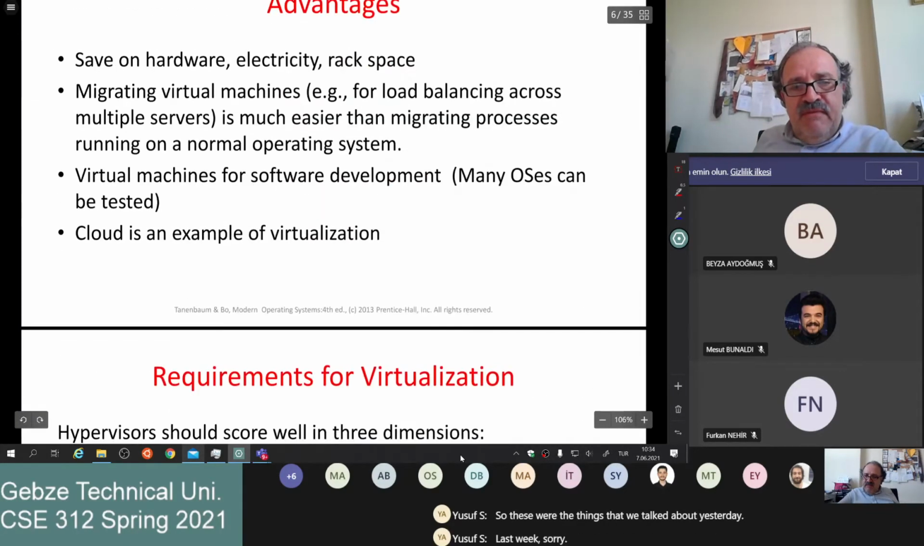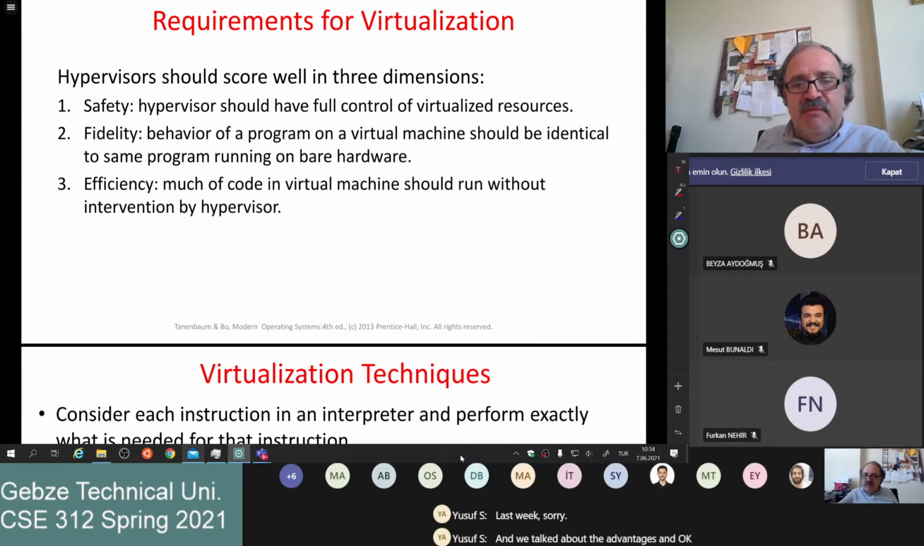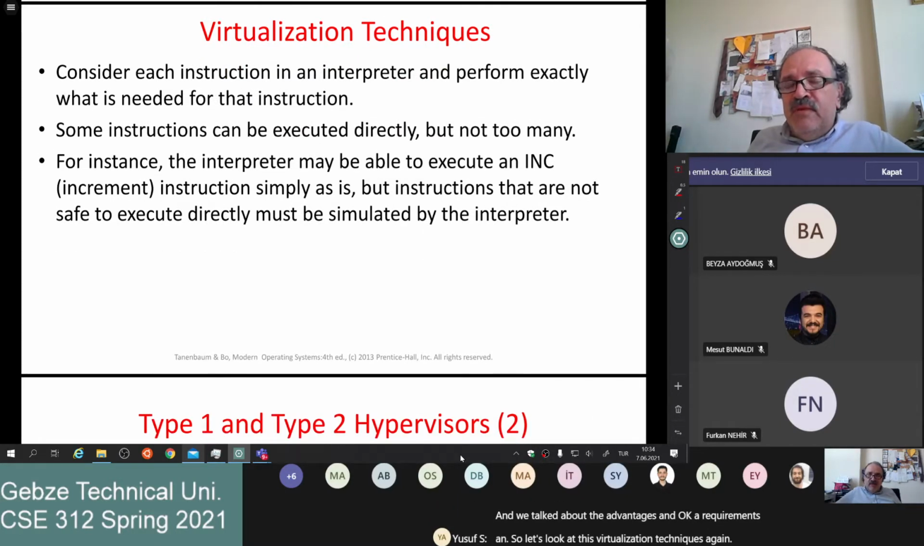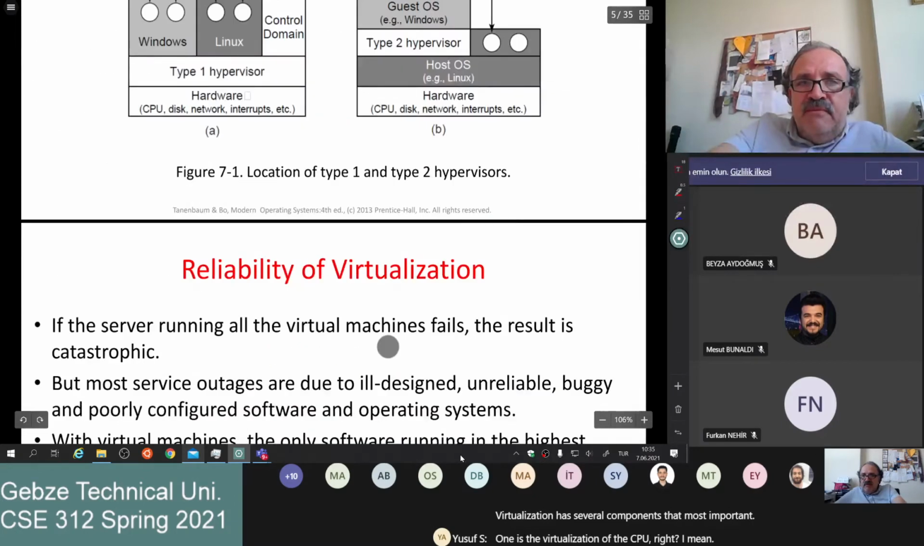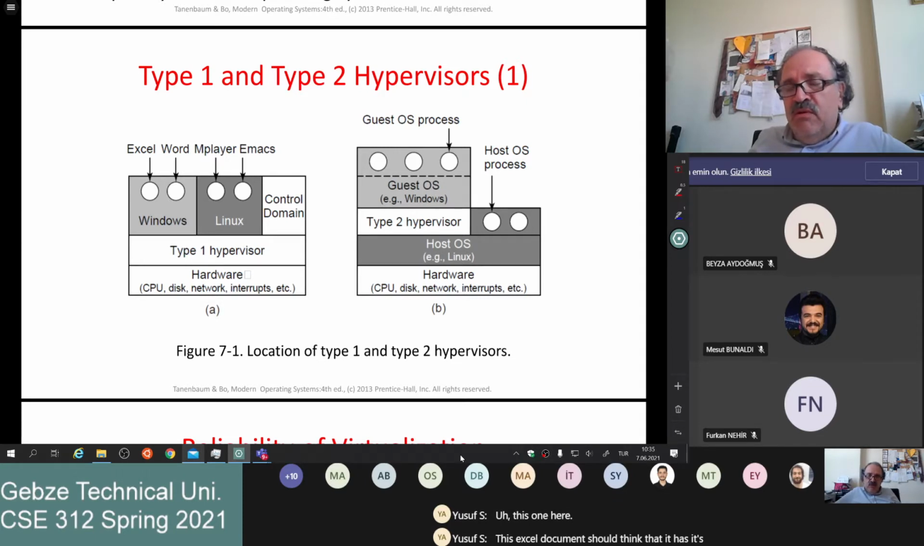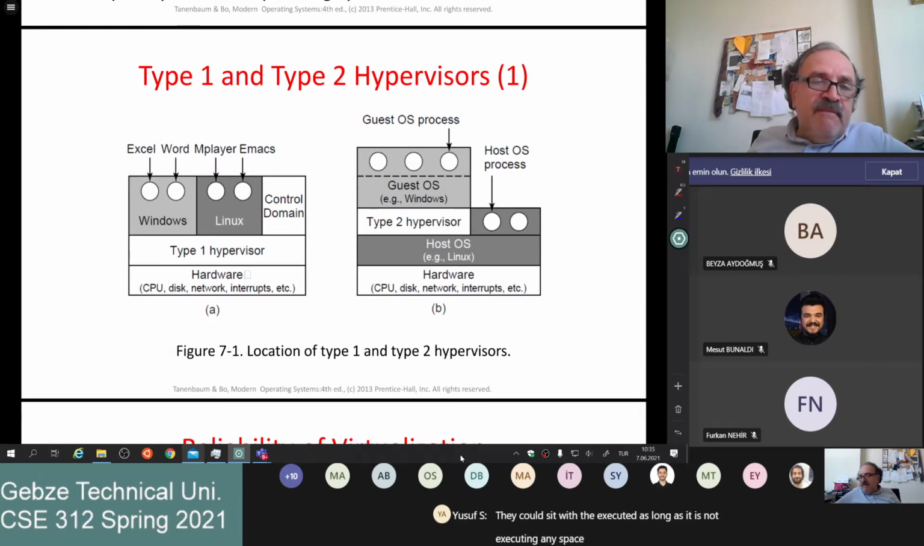And we talked about the advantages and the requirements. So let's look at these virtualization techniques again. Actually, last time we did not talk about this much. Virtualization has several components. The most important one is the virtualization of the CPU, right? This Excel document should think that it has its own CPU. Whatever it executes, it will be executed, as long as it is not executing any privileged instructions, it should be fine.